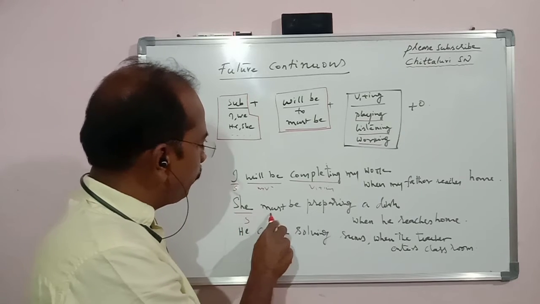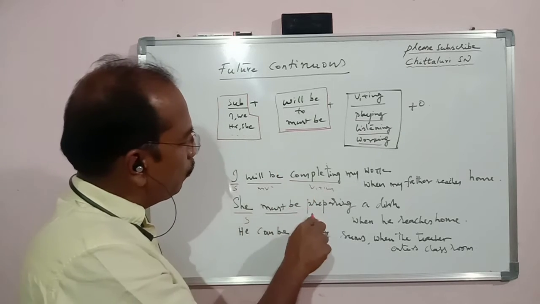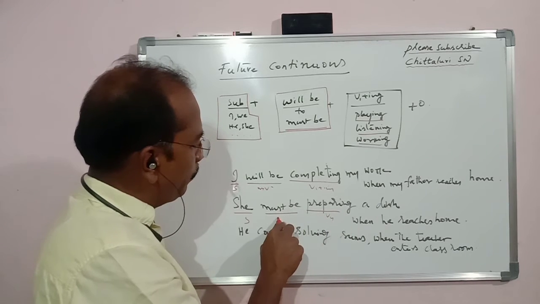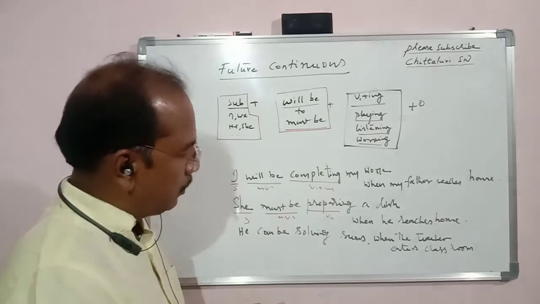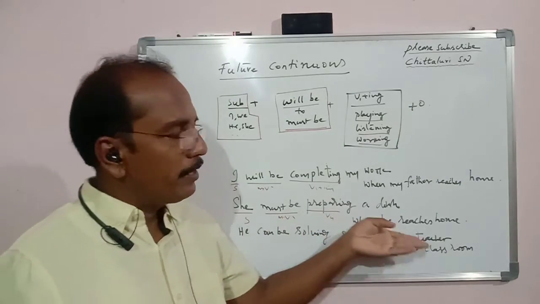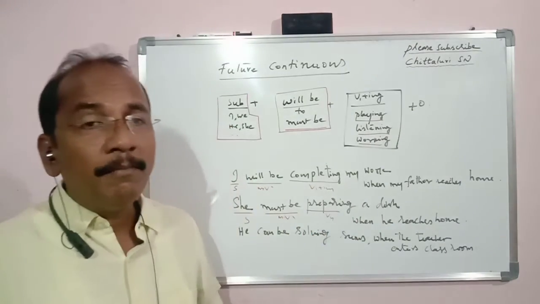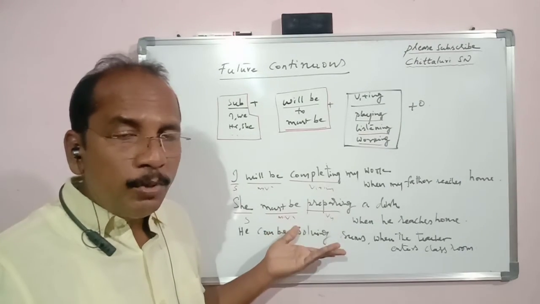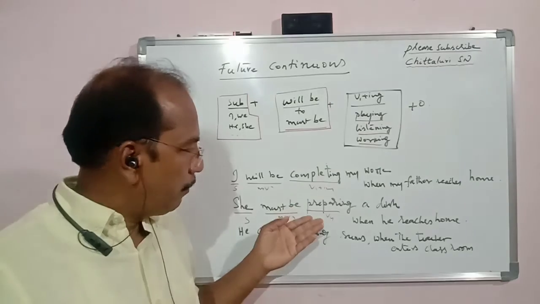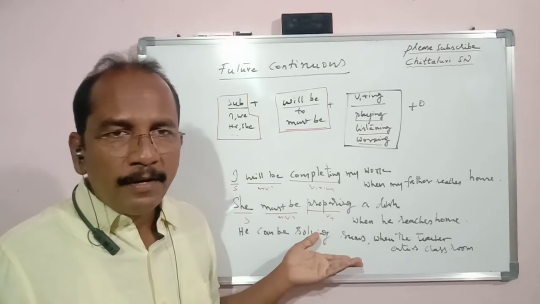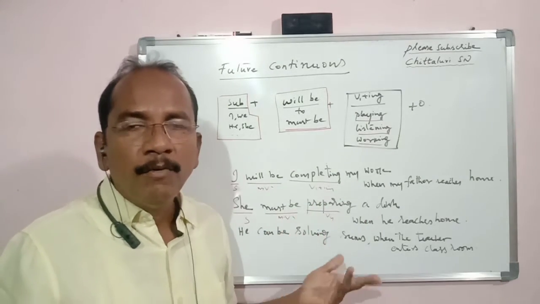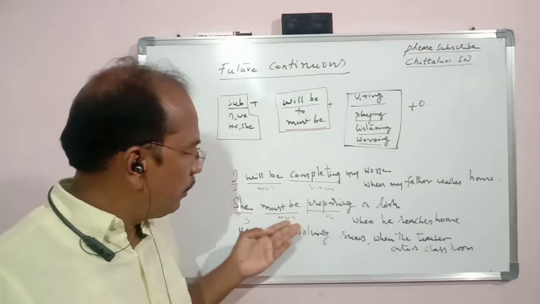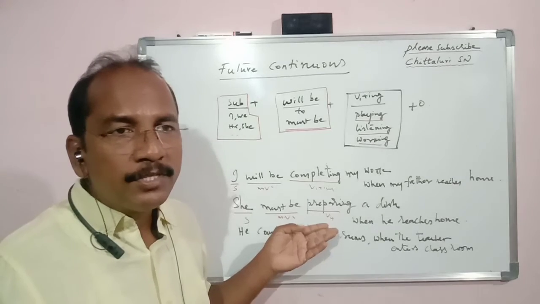She is the subject, must be is the modal verb, and preparing is V4, which is also V1 plus ing form. So, she must be preparing a dish when he reaches home. By the time he is reaching home, what must she be doing? She must be preparing a dish. The meaning here: at the time, the preparation of the dish will be going on, at that time in the future. That's why it is said to be in future continuous tense.